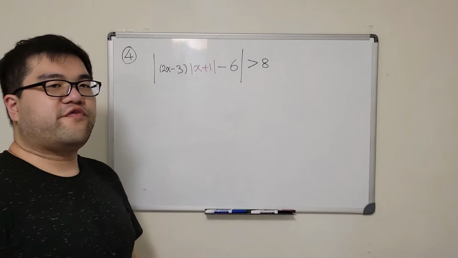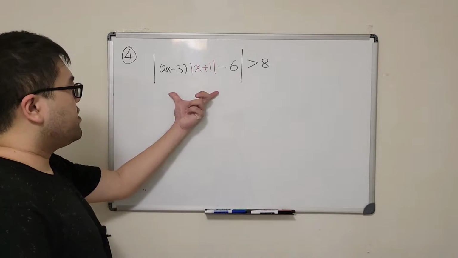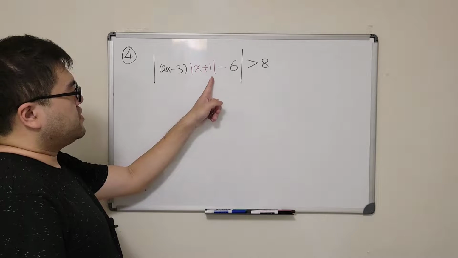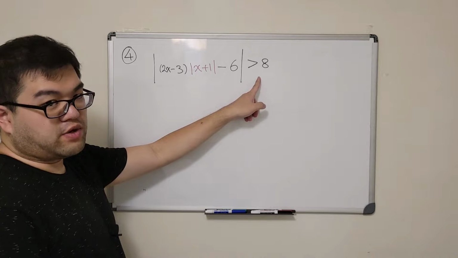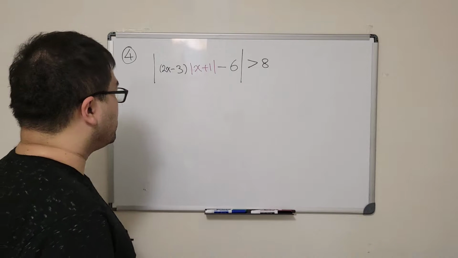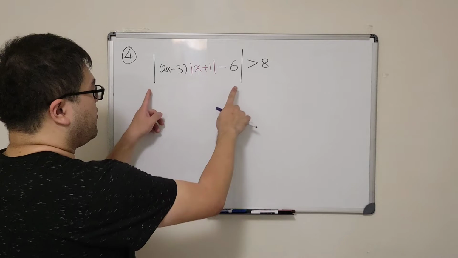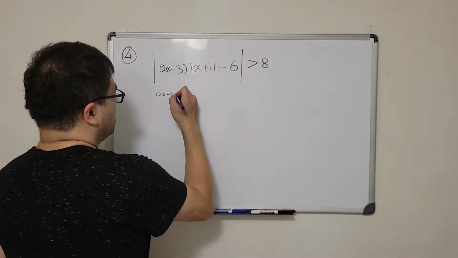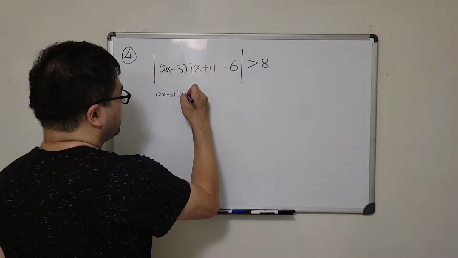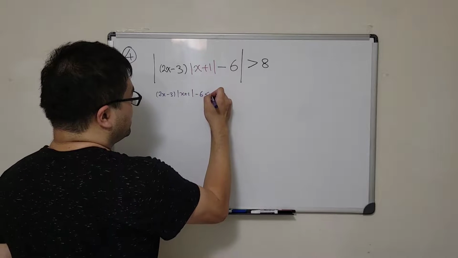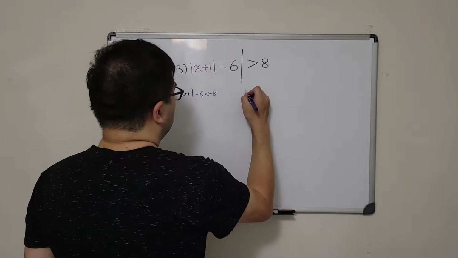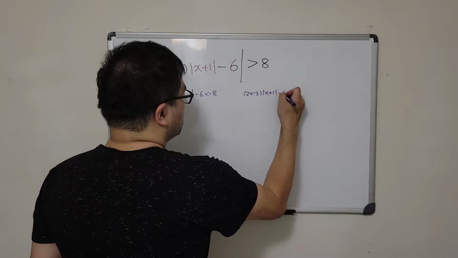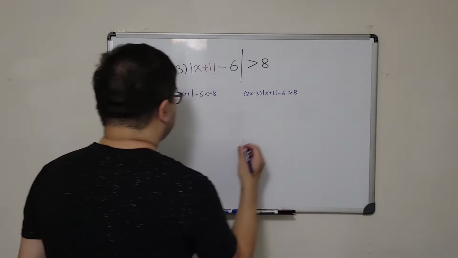Alright, here's our fourth example. We have the absolute value of the quantity 2x minus 3 times absolute value of x plus 1 minus 6 is strictly greater than 8. So again, our first thing is to get rid of the absolute value at the far outside, meaning we're going to get the two inequalities. 2x minus 3 times the absolute value of x plus 1 minus 6 is less than negative 8, or 2x minus 3 times the absolute value of x plus 1 minus 6 is greater than 8.